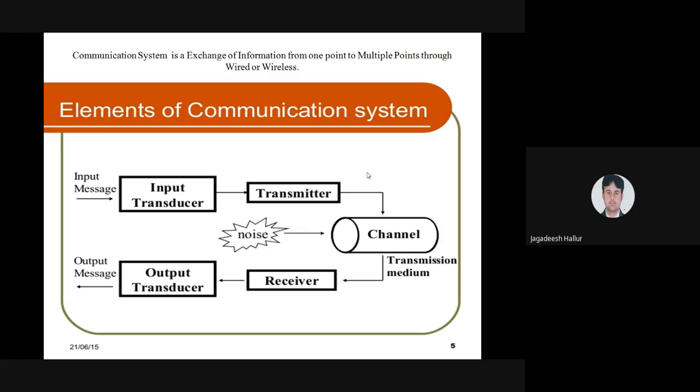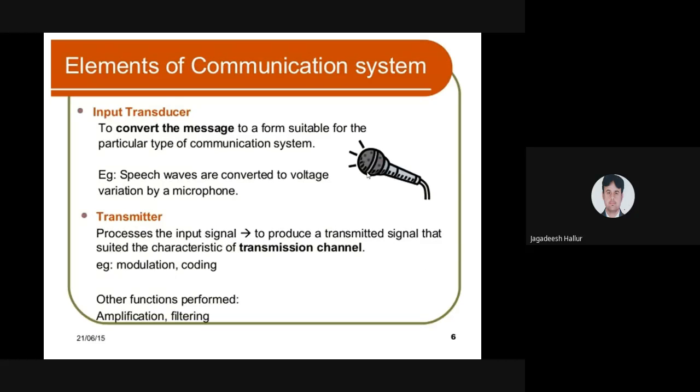Once the decoding function has been done, that signal has to be given to the output transducer. The function of this output transducer is to receive the original signal back at the receiver, which is connected to your output message. This is what the elements of a communication system are.